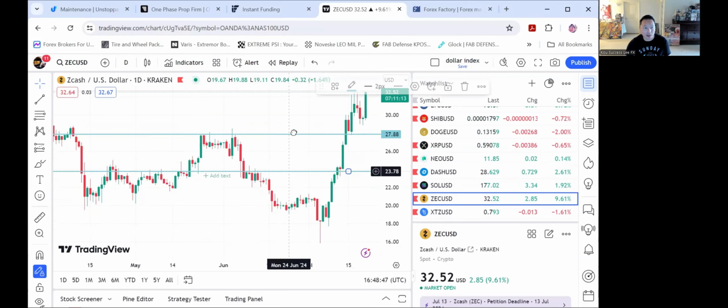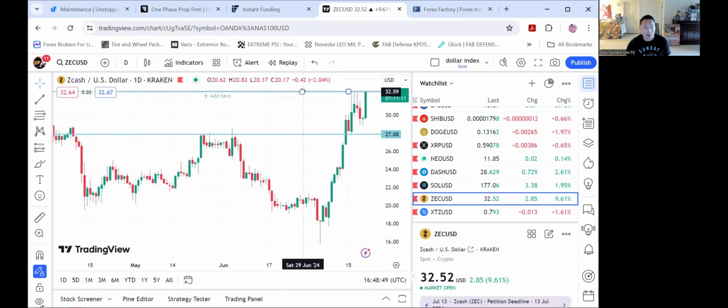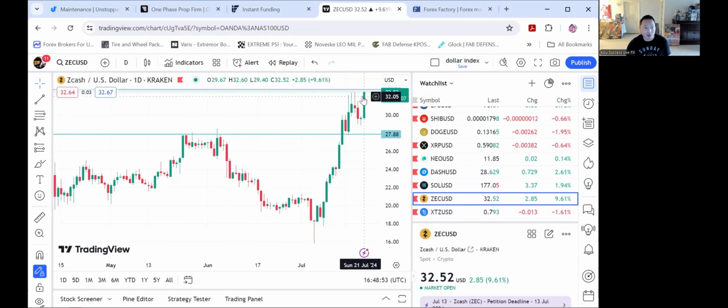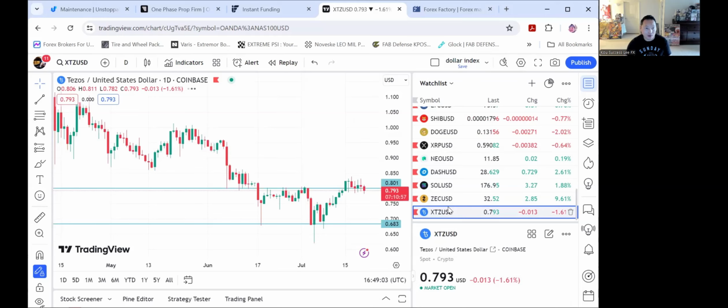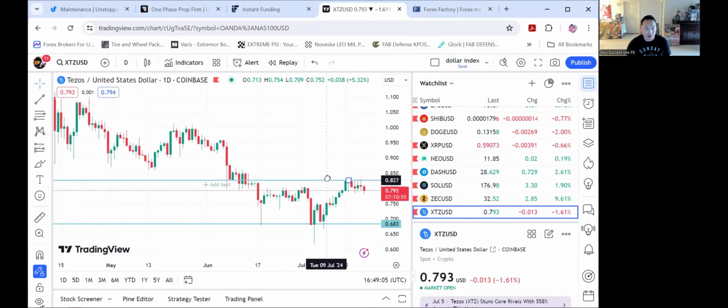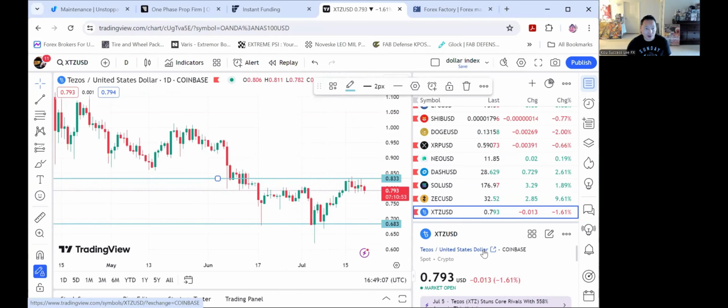Zcash shot really high. Now it's at the very top of these two past candle wicks here at 132, so we'll see if it breaks above. It's the highest percentage gain right now, a 9.61% gain. Tezos, selling Tezos back down to 75 cents, and then we'll see if it breaks back down to 70 cents.